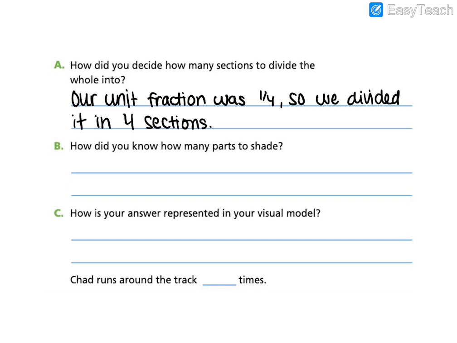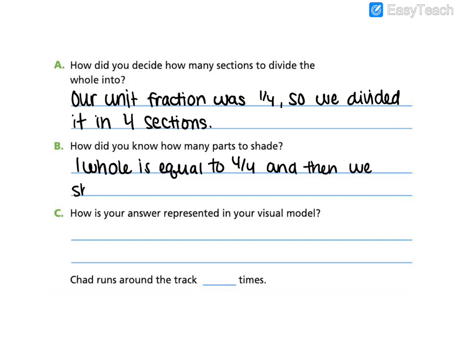Well, then how did we know how many pieces to shade? We know that 1 whole is equal to 4/4. And then we shaded 1 more, right? Because our unit fraction is 1/4, we know 1 whole is equal to 4/4. But our fraction wasn't just 1, right? We were working with the fraction of 1 1/4, so we needed to shade an additional 4th.